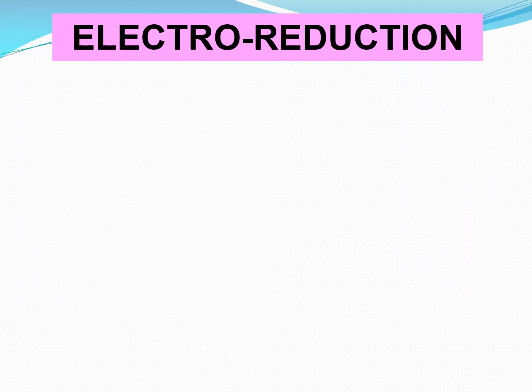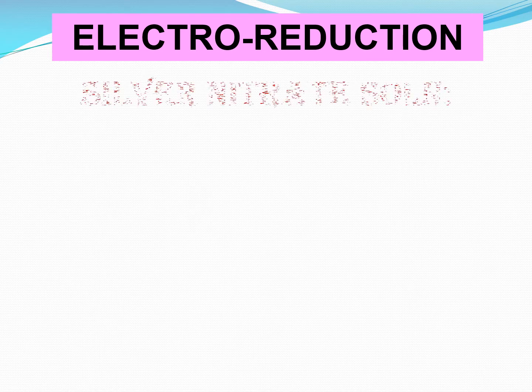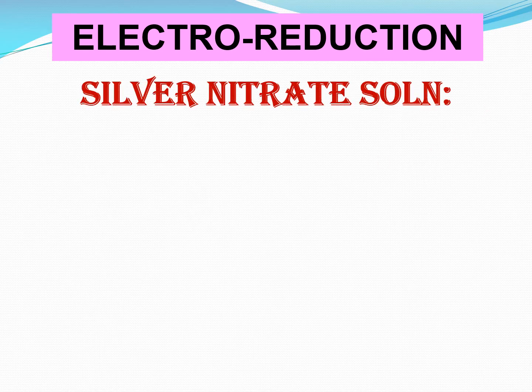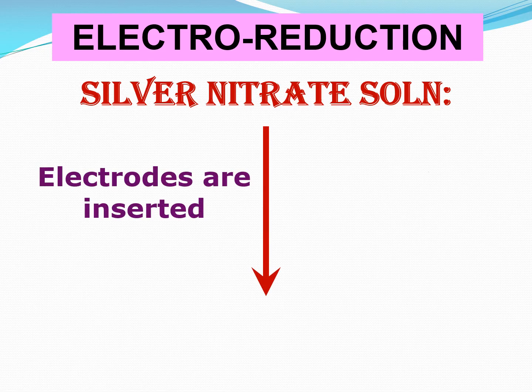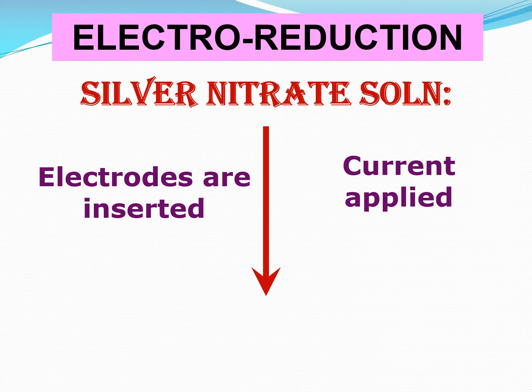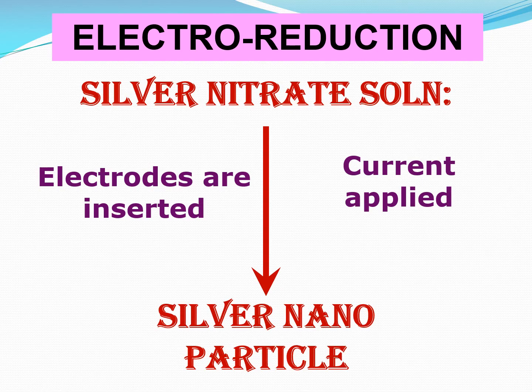Coming to electro reduction, let us take the case of silver nitrate solution. You insert electrodes into it and pass a current. Silver nanoparticles will deposit on the electrode. If you control the current applied and change the concentration, we can control the nanoparticle deposition. So that is electro reduction.